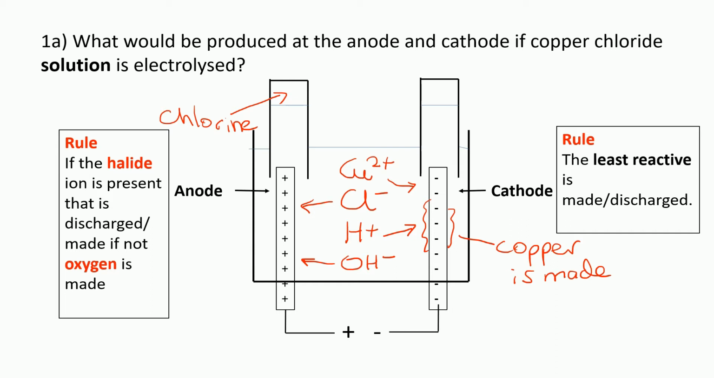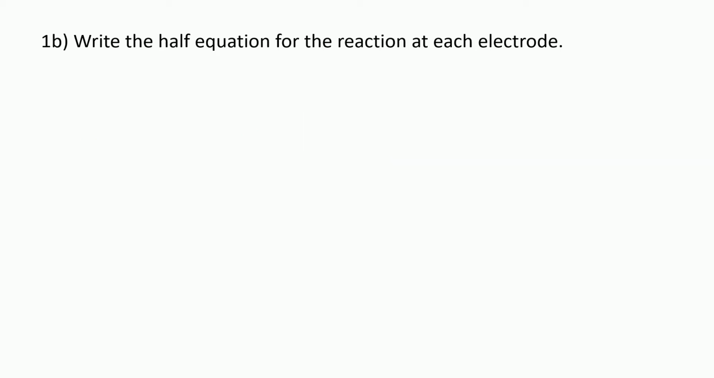Question 1b, this is just for higher tier students. Write the half equation for the reaction at each electrode. And we need to remember with electrolysis, ions turn into atoms. So let's start off with copper. We've got copper ions, Cu2+, changing into copper atoms. Okay, so let's just move the arrow over a little bit to give us some more room when we're doing this.